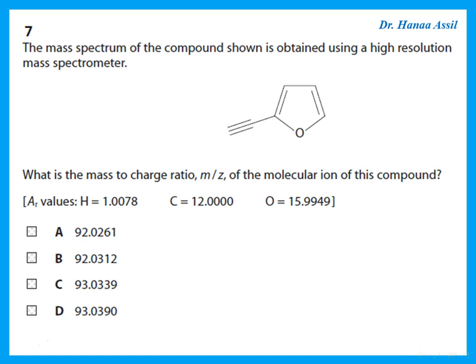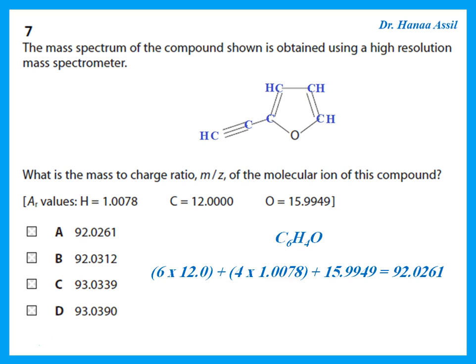The mass spectrum of the compound shown is obtained using a high-resolution mass spectrometer. What is the M over Z of the molecular ion of this compound? So basically, he's asking what is the MR of this compound. So we look at how many carbons, how many hydrogens. So this is what the structure is. And that means that the formula is C6H4O. Then I can use these values that he gives me to calculate the MR. And that comes out to be this number. Okay?